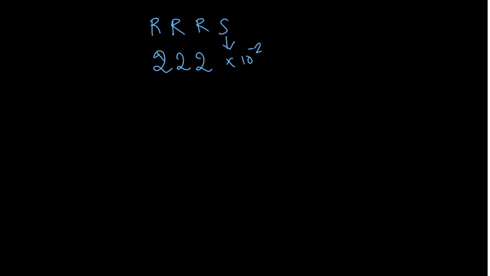So this third one is 10 to the power 2. So 22 into 10 squared. This is the ohms, and this one is 10% tolerance.